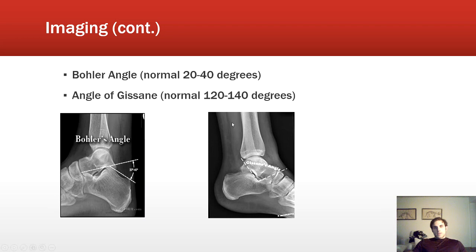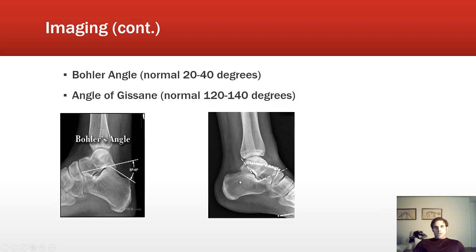So I think it's easy to remember these numbers. Remembering the names can be challenging, but remembering the numbers is easy because you just add a 1 in front of this for the angle of Gissane. Interpreting it can be a little bit trickier, so let's go through that.